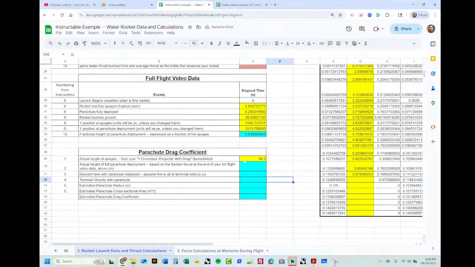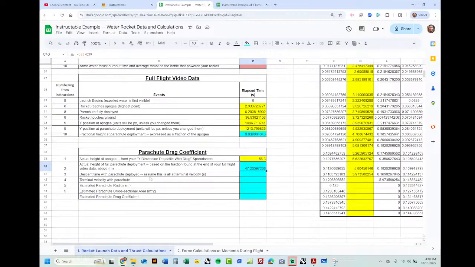Now that's the apogee. We want the parachute deployment. We found earlier this fraction. This is 0.839, the ratio of the deployment height to the apogee. So if I multiply that ratio times the apogee, that should give me the deployment height. I can just do it in here. This times this will give me 84% of 56.3. So there. That's when the parachute deployed.